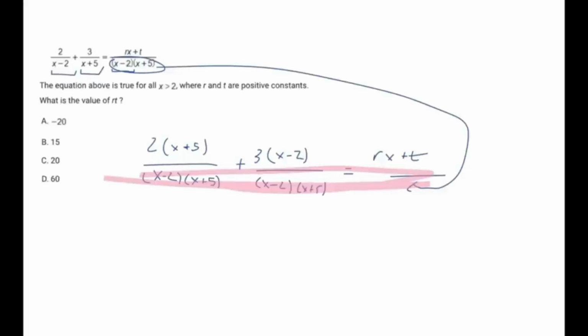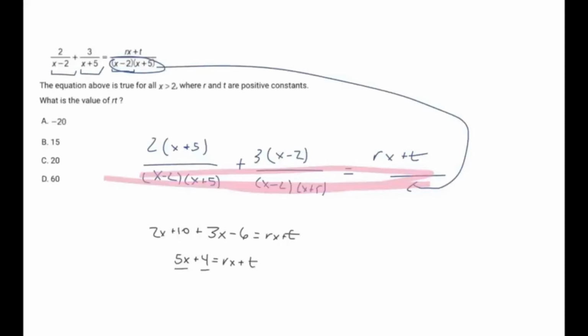So now we want to distribute this out. So 2 times x is 2x, and then 2 times 5 is 10, and then we add 3 times x, so 3x, and then 3 times negative 2 is negative 6 equals Rx plus t. And this simplifies further, and it's actually kind of cool what happens. So we have 2x plus 3x, we're just combining like terms, and then 10 minus 6 is plus 4. So if we look at this, what you'll find is that on the left side, we have an x term and a constant, right?